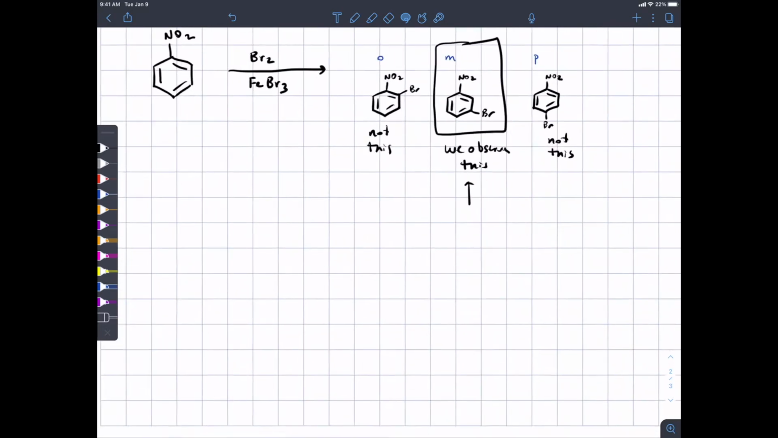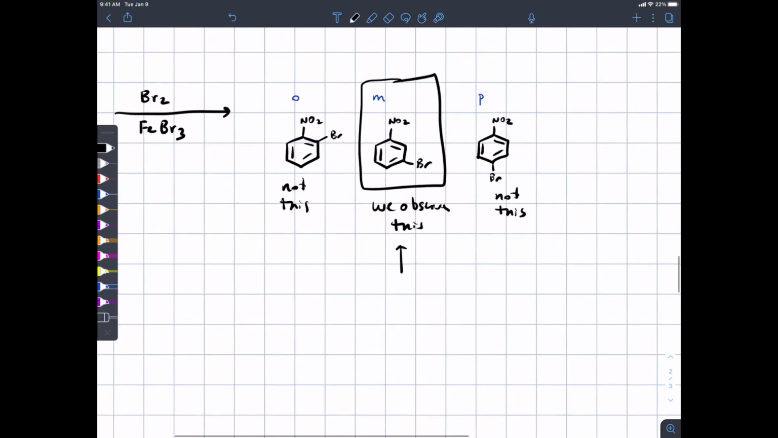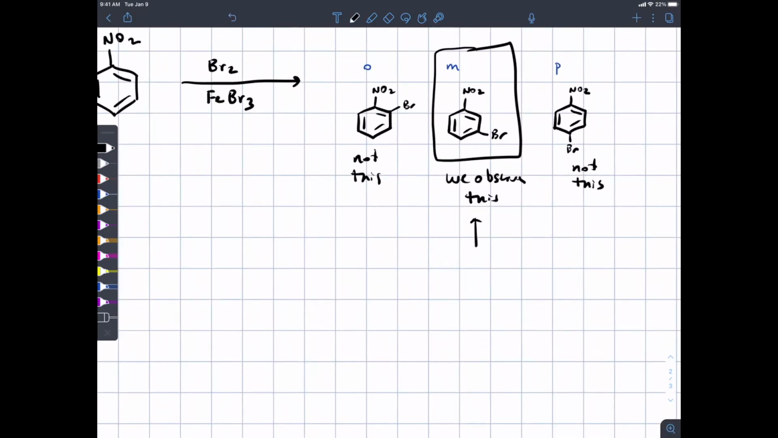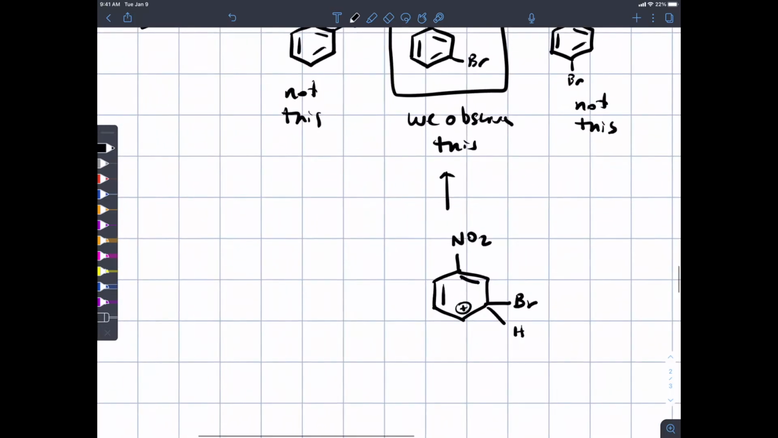So we'll just shrink it. Okay. So the intermediate that would have led to the meta product would look like this. You've got the nitro group there, and Br is here, hydrogen's there, positive charge is there.